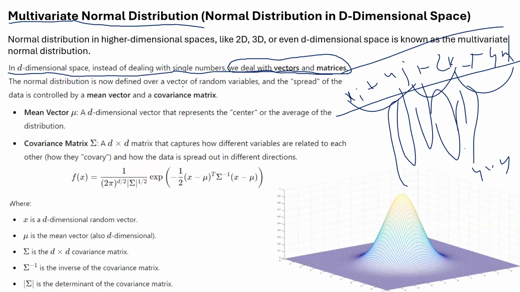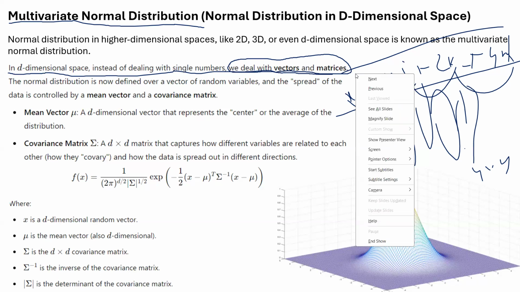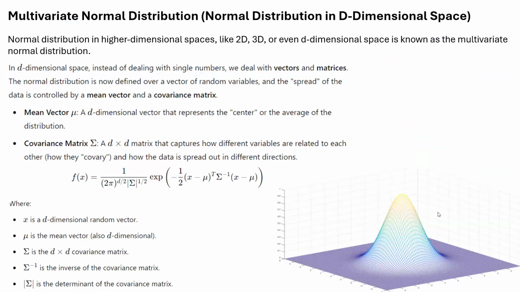The normal distribution is now defined over vectors of random variables, and the spread of the data is controlled by the mean vector and covariance matrix. So from now onwards, you are getting rid of single random variables. You always deal with vectors of random variables. A random variable will not be just a value from now. It will be a vector. Till now, when you say random variable, you are talking about dice, coins, which would be a single value. From now onwards, when you deal with higher dimensions, it will always be a vector. So a vector will represent 1 point.